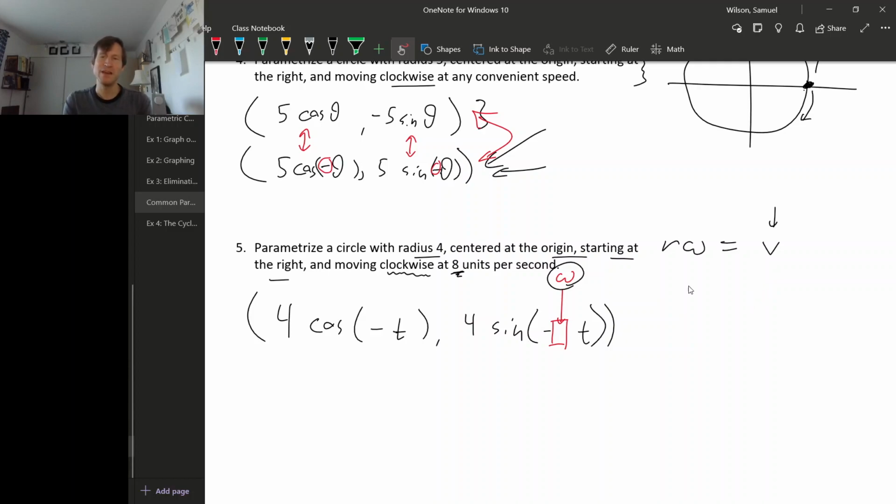This makes sense in terms of units, because if we're measuring distances in, say, inches, then the units for radius will be distance units, so that's inches maybe. Angular speed comes in radians per time unit, so maybe that's seconds. And linear speed is in distance units per time unit, so that's inches per second in this situation. And so when you multiply inches by radians per second, you do get inches per second.